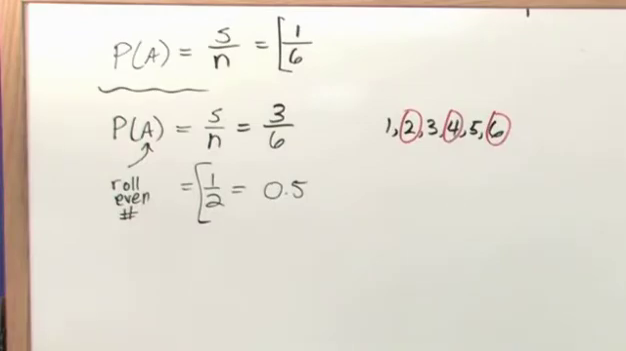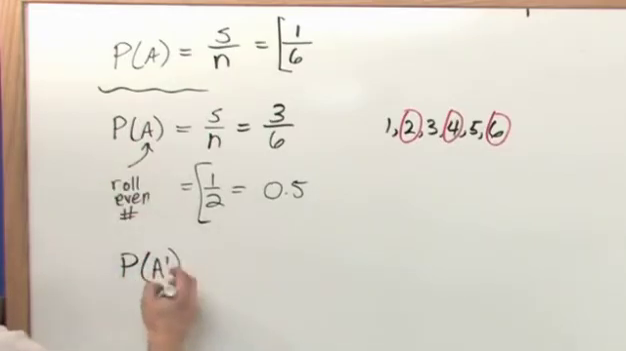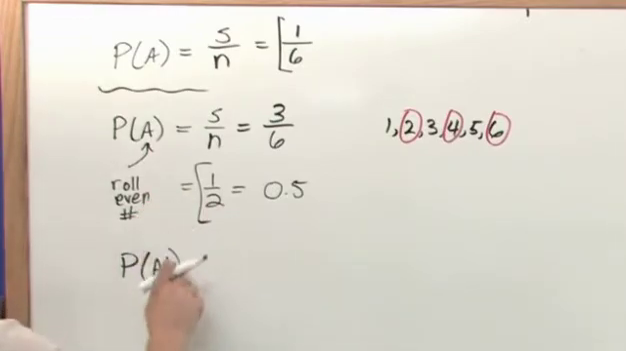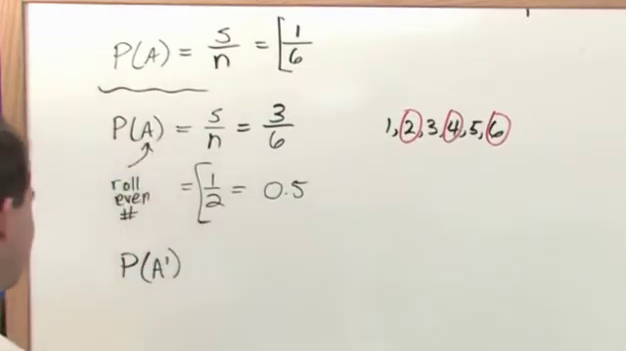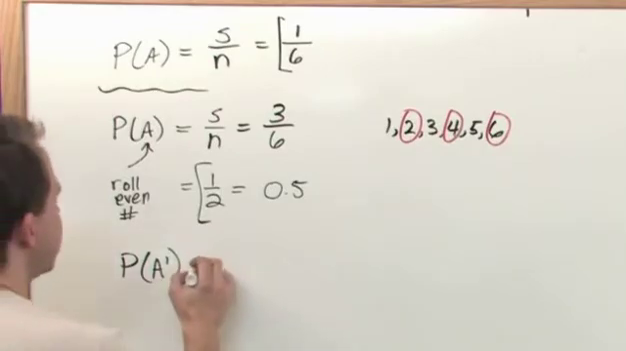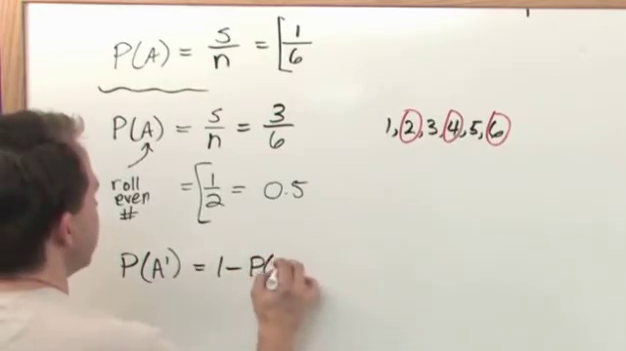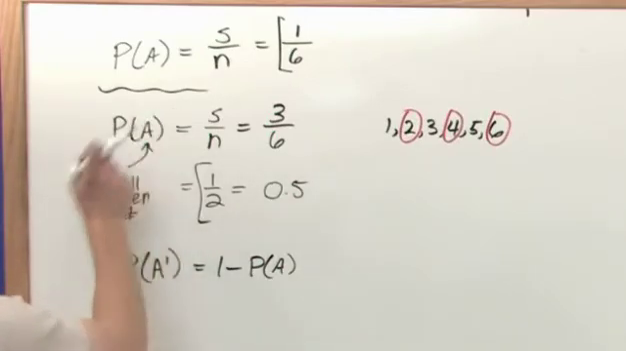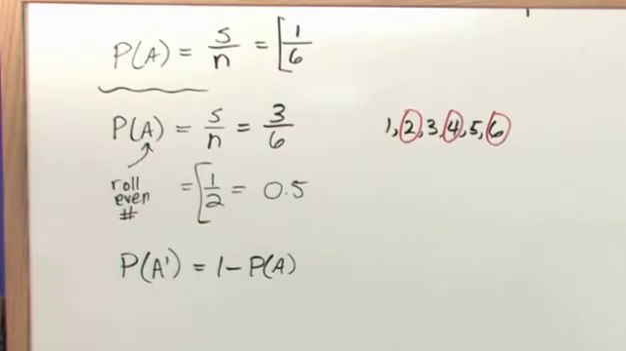And if I wanted to know the probability of getting an odd number, that's the same thing as A complement, because odd is the opposite of even. So if A is the probability of getting even, then all other outcomes of the experiment are going to be odd numbers. So A complement is going to be that. 1 minus P of A is going to give me the answer to getting an odd number, because it is the complement of A. It consists of all of the possible outcomes other than getting even, which is going to be the odd numbers.